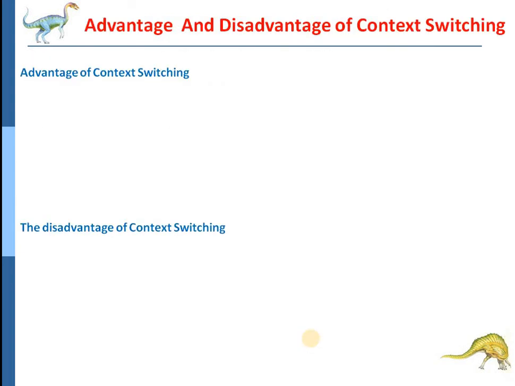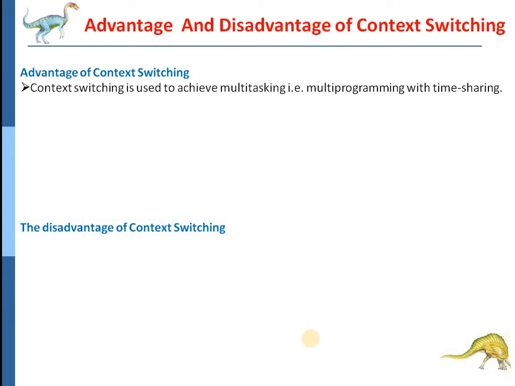Now we will see the advantages and disadvantages of context switch. Advantages of context switch: context switching is used to achieve multitasking, that is multiprogramming with time sharing. In modern days, all operating systems are designed with multiprogramming, because the aim of multiprogramming is to utilize the CPU fully and keep the IO devices busy at all times. That's why, to utilize the CPU fully, context switching is achieved.